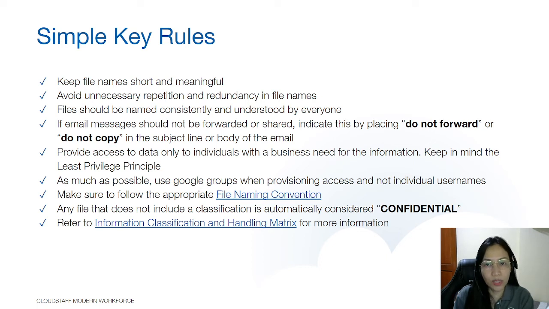Next, provide access to data only to individuals with a business need for the information. So keep in mind the least privilege principle. When we say least privilege principle, this refers to an information security concept in which a user is given the minimum levels of access or permissions needed to perform their job functions. So if they just need to see the content of that document or file, it should just be view access instead of editor access. As much as possible, use Google Groups when provisioning access and not individual usernames. It'll be easier to manage who has access to your information.